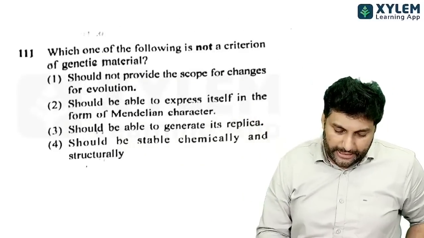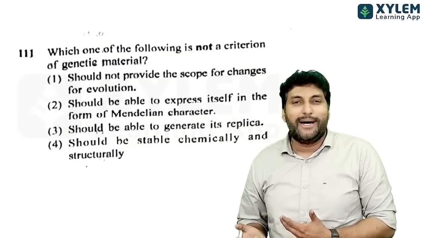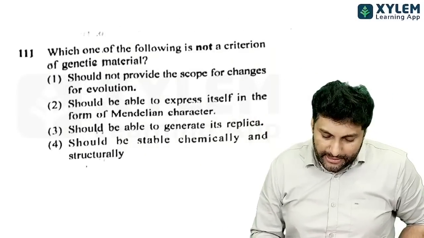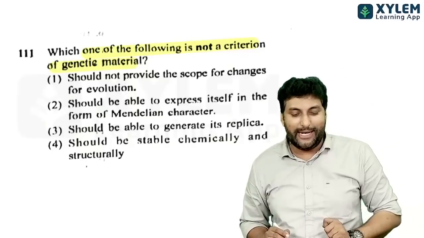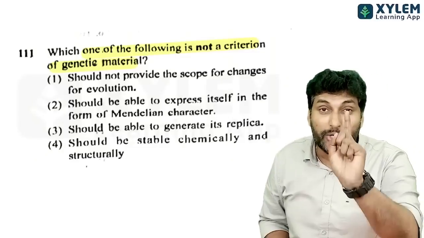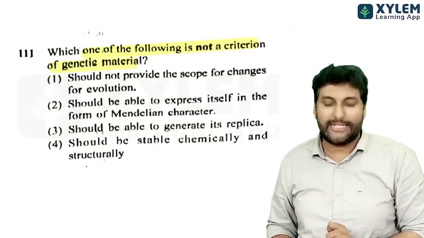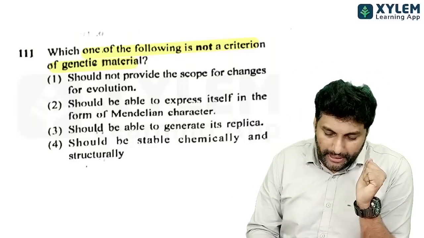111. The question again came from molecular basis. They are telling that which one of the following is not a criteria of genetic material. Not a criteria, a wrong statement. Let's take the first one.